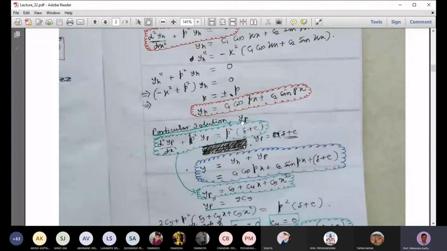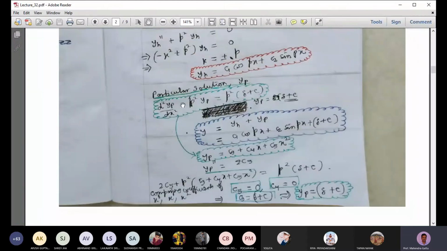And we can find a particular solution. So d square yp by dx square plus p square yp is p square delta plus c. For the particular solution, we will assume this polynomial c3 plus c4x plus c5x square, and we will compare the coefficients of x power 0, x power 1 and x square. So we take the second derivative, we get yp double derivative is 2c5, and we substitute it here: 2c5 plus p square into c3 plus c4x plus c5x square, which is equal to p square delta plus c.